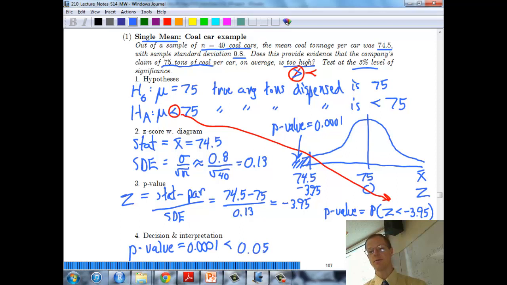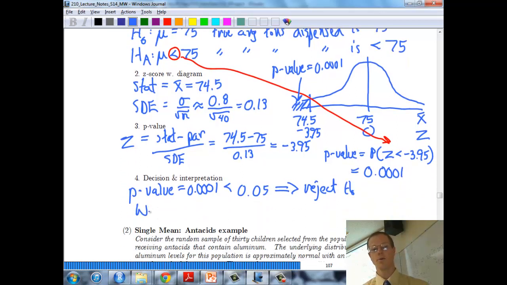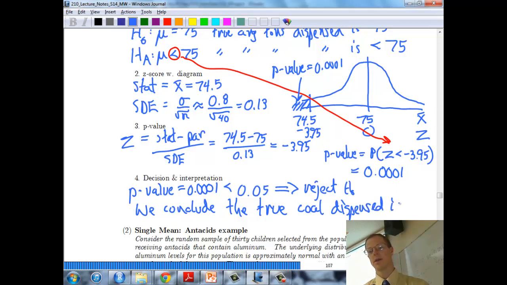So my decision: p-value 0.0001 is less than 0.05, which implies reject H null. Okay. We conclude the true coal dispensed is less than 75 tons on average. Their claim is wrong. And now we've, quote unquote, proven it using a hypothesis test. Okay? Understanding what that means.